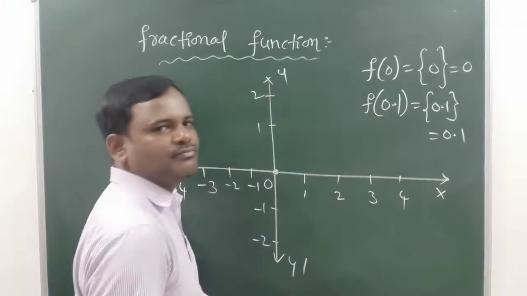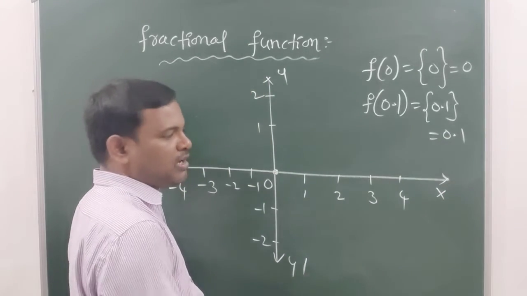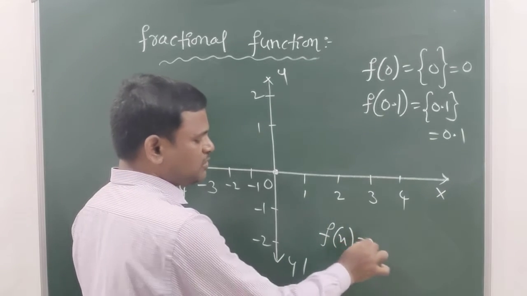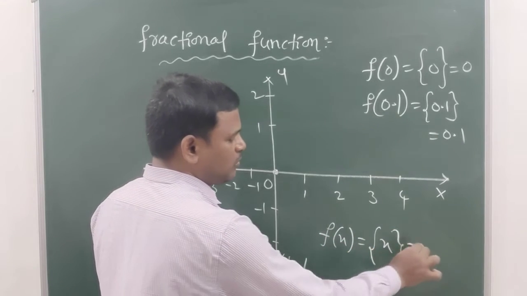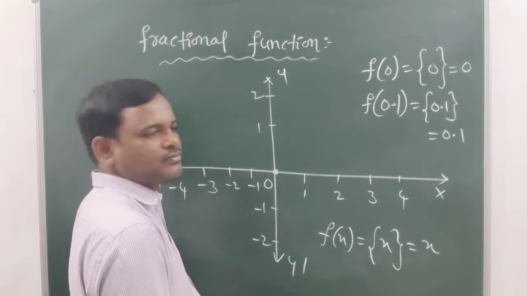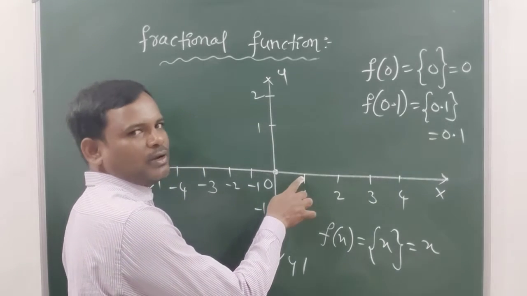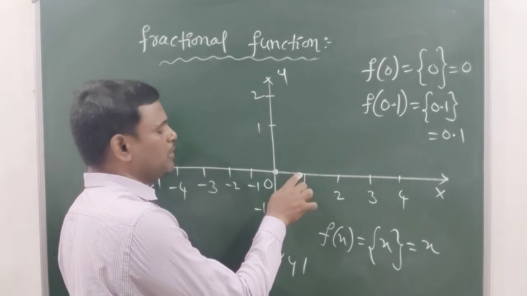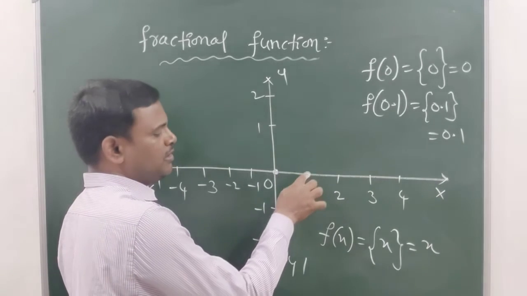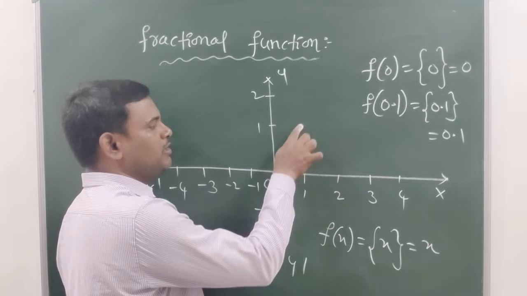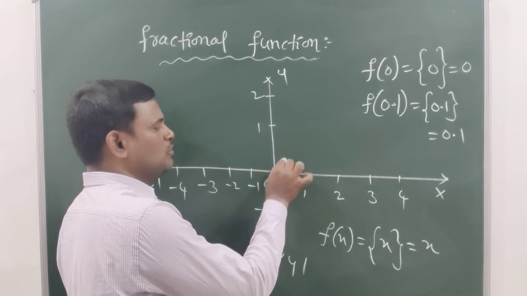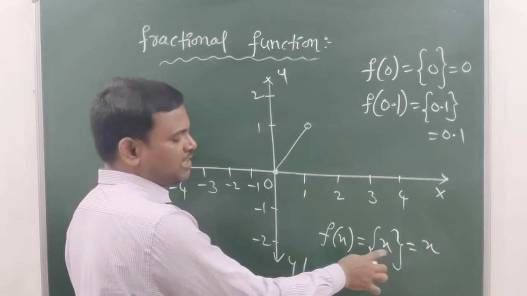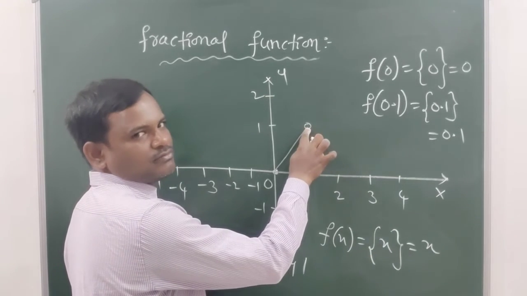0.1 only. So if x belongs to 0 to 1, your f of x, the fractional part of x, is equal to x only. 0 is included, 1 is open. So 0.1 range is 0.1, 0.2 range is 0.2, 0.5 range is 0.5. When the x value is 0.9, your respective range is 0.9. So you get a graph like this. Here it is open, because when x is exactly 1, the range is not 1, 0 will come.